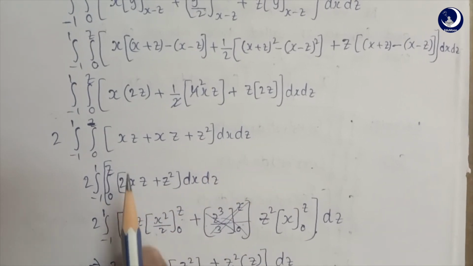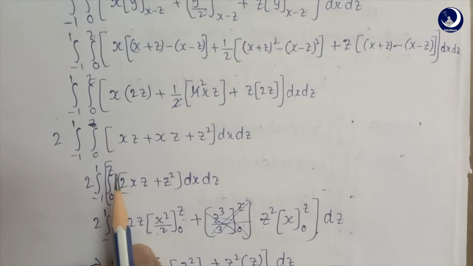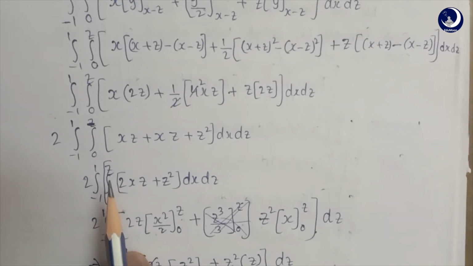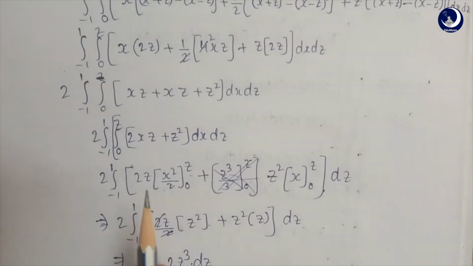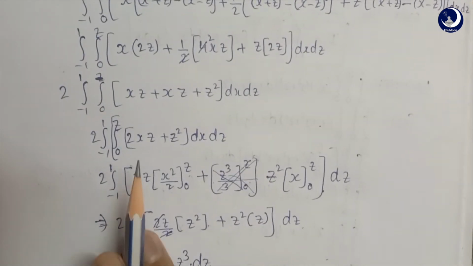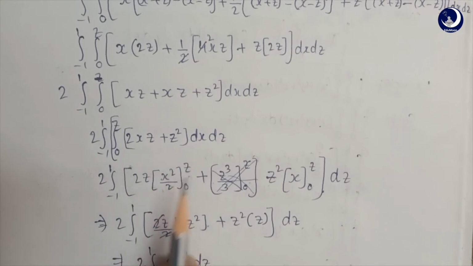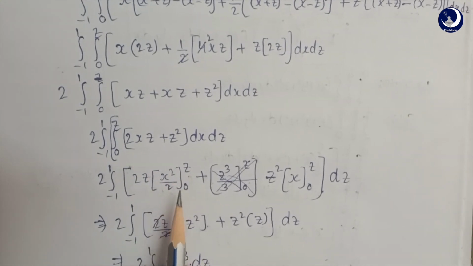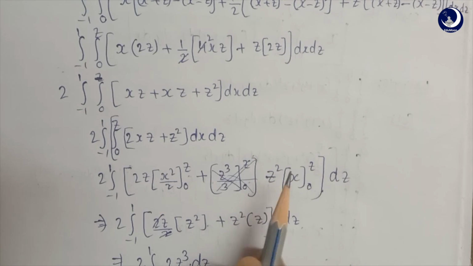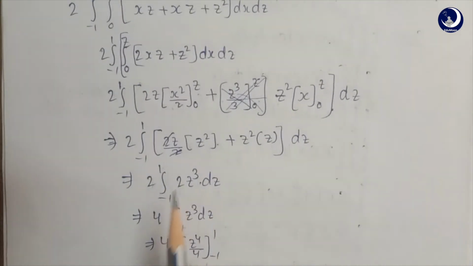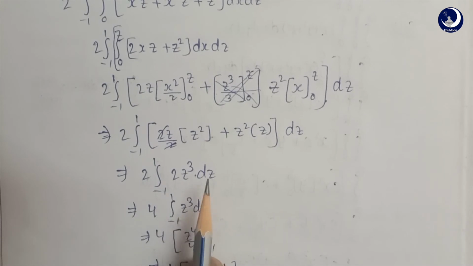Here the limits given are a function of z, so they must belong to the x function. So let x equal 0 to x equal z. Now we integrate with x. Then we get 2 into integral minus 1 to 1 of 2z into, by integrating with x dx, x square by 2 from 0 to z plus z square into x from 0 to z. By solving this, we get 2z cube into dz.